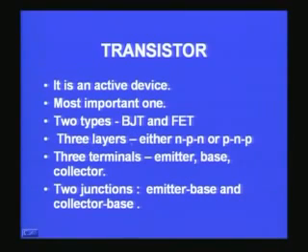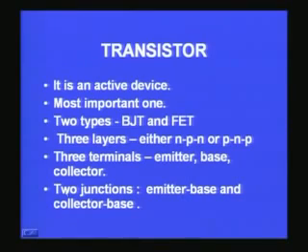Both of them are 3-layer devices, PNP or NPN, and even in the field effect transistor you will have the source, gate and drain, 3 terminals. They have 3 terminals, which I already mentioned to you in the BJT: emitter, base and collector. Hereafter we will only discuss more about the bipolar junction transistor.